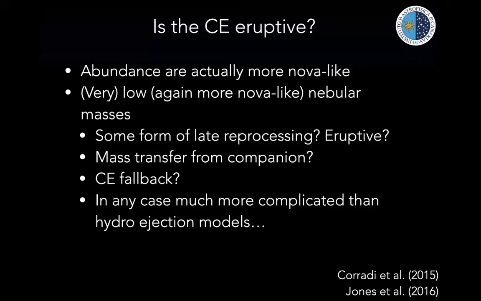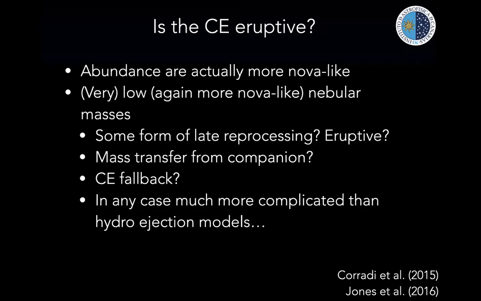So how can we understand this? Does it mean that perhaps the conclusion of the common envelope phase, which remember in the simulation that I showed at the beginning, we never managed to eject all of the envelope. At the end of the simulation, the envelope was still bound. Does this mean that at the end of this, there is some kind of eruptive event that manages to get rid of the very last dregs of the envelope?